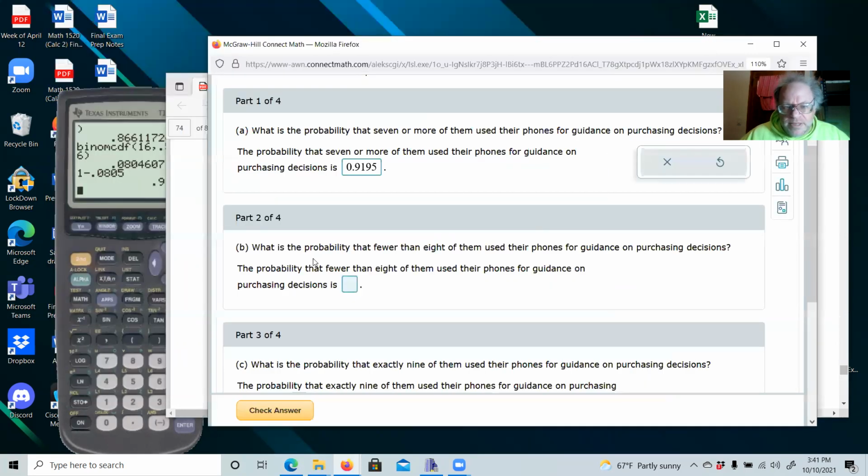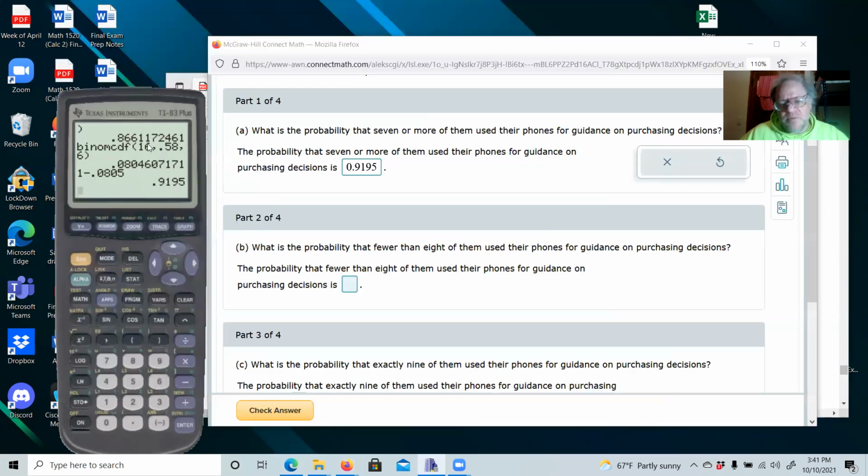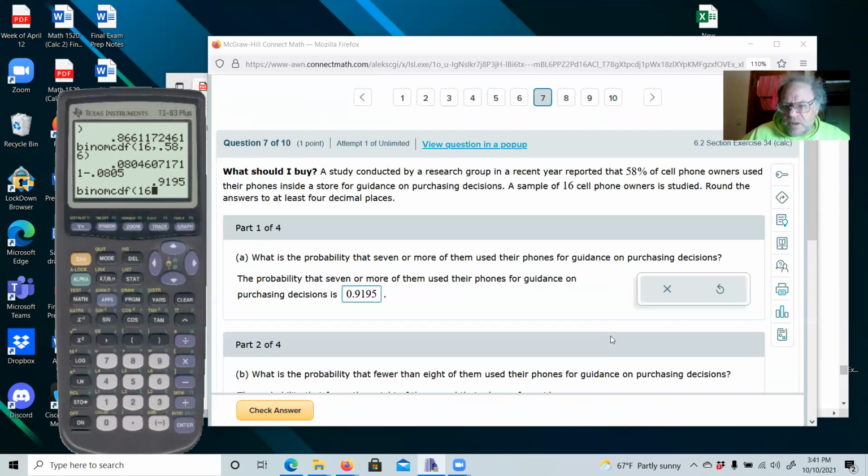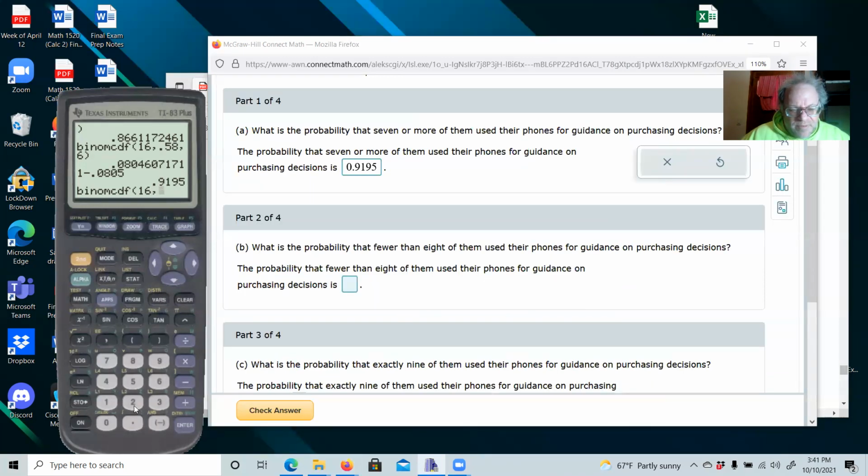Okay? So what we're going to do is we're going to say Binomcdf. So here's distributions. Okay, we're going to go to the CDF one. And again, there are 16 of these folks that are checking their phones, right? They have a 58% chance of doing so, and we are going to say fewer than 8, which would be 7. Be careful with the English. That's really the goal here.